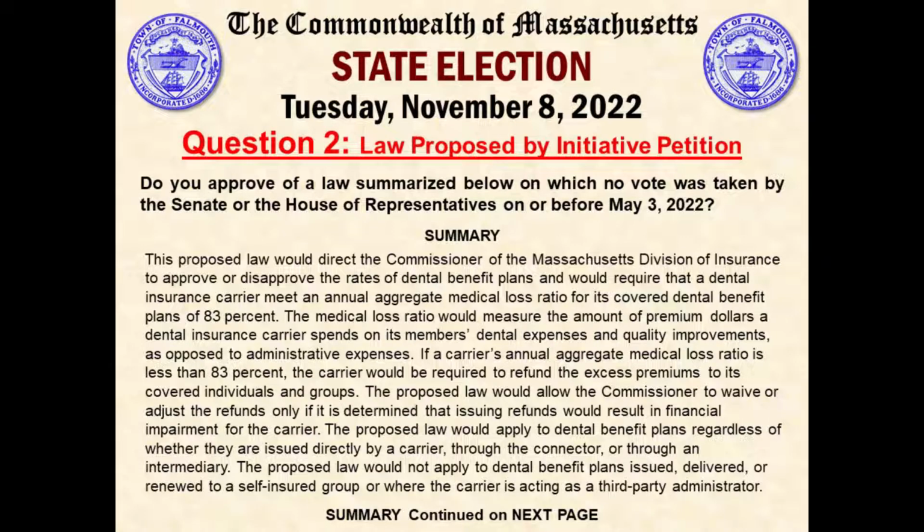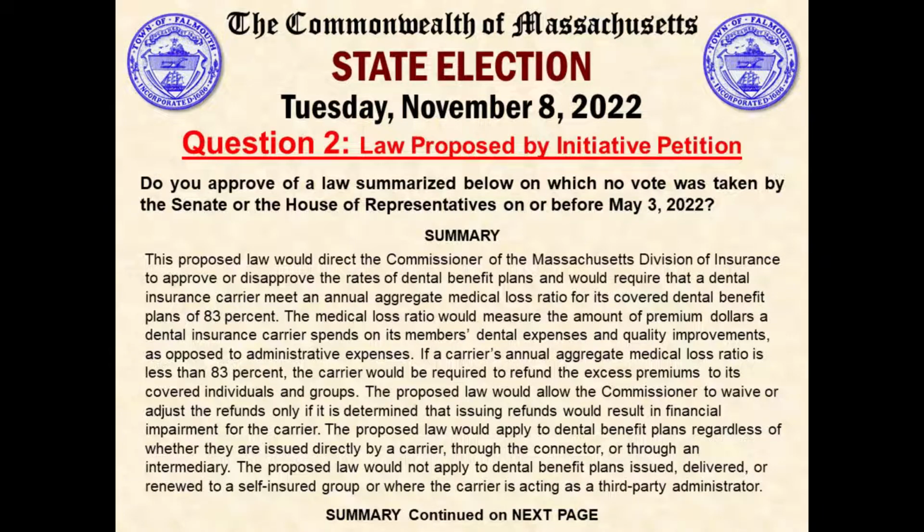The medical loss ratio would measure the amount of premium dollars a dental insurance carrier spends on its members' dental expenses and quality improvements, as opposed to administrative expenses. If a carrier's annual aggregate medical loss ratio is less than 83%, the carrier would be required to refund the excess premiums to its covered individuals and groups.